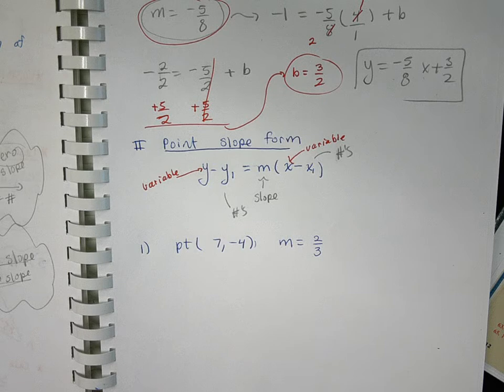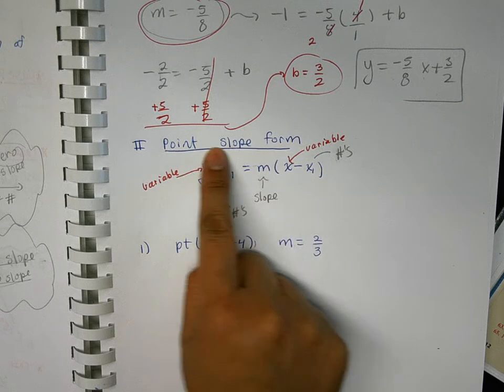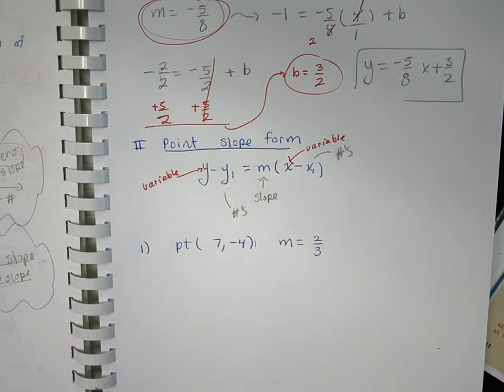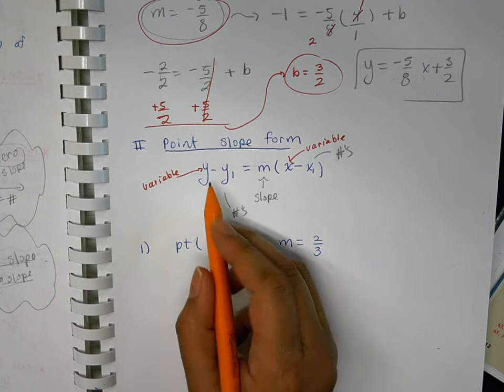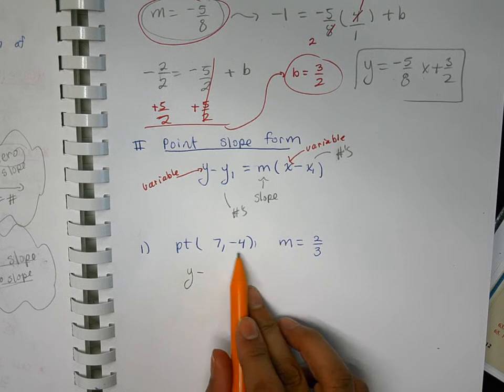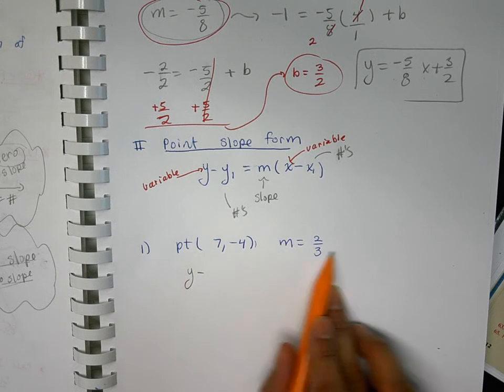If they were asking me for y equals mx plus b form, would I at this point have to find b? If they ask me for slope-intercept form, yeah, I would have to find b. But they're not asking for slope-intercept. They're asking for point slope, which is much easier because all you do is plug it in and you're done. Let me show you what I mean. That y is the variable. Take away y1, which is a number.